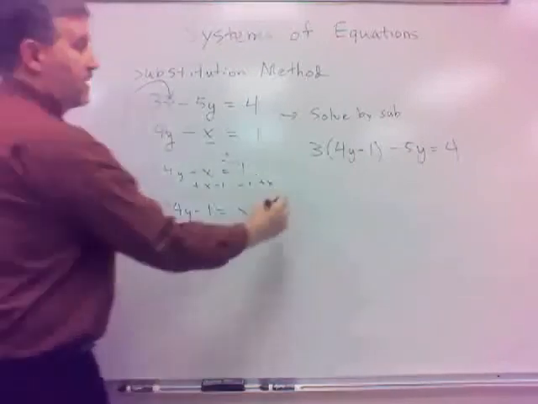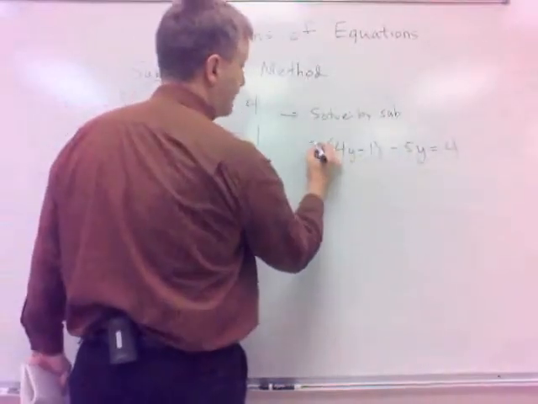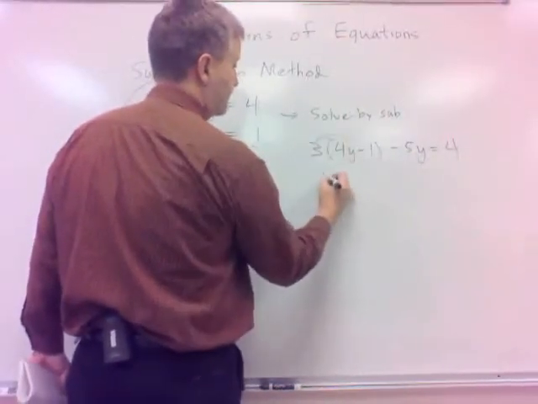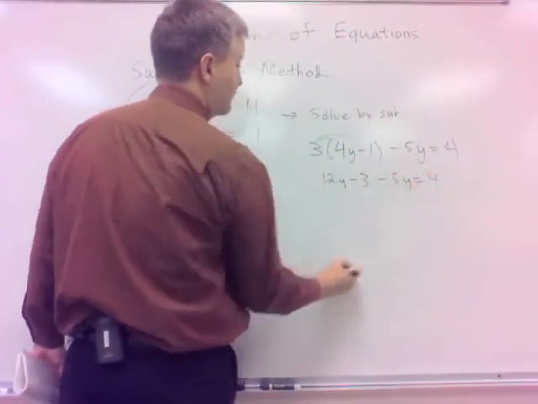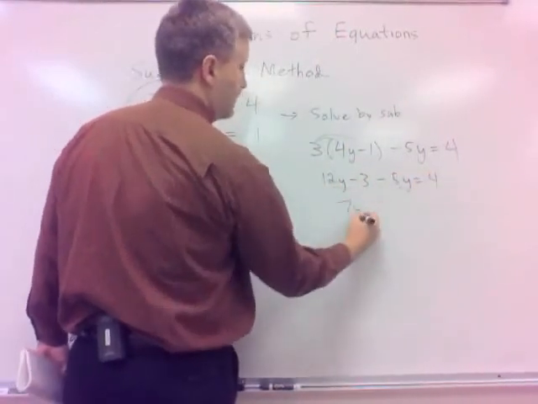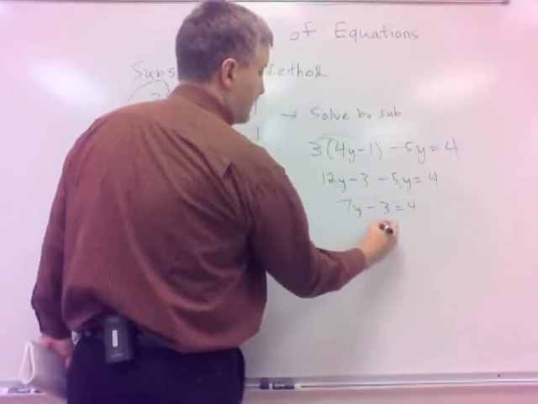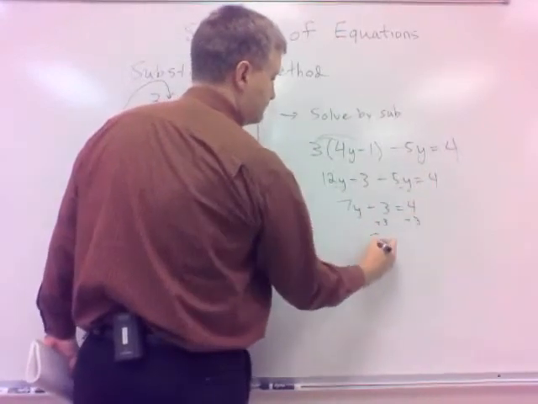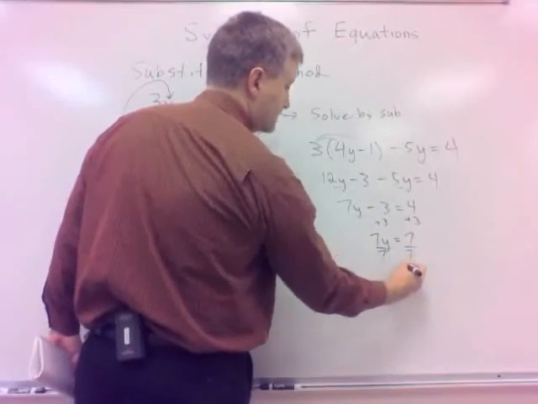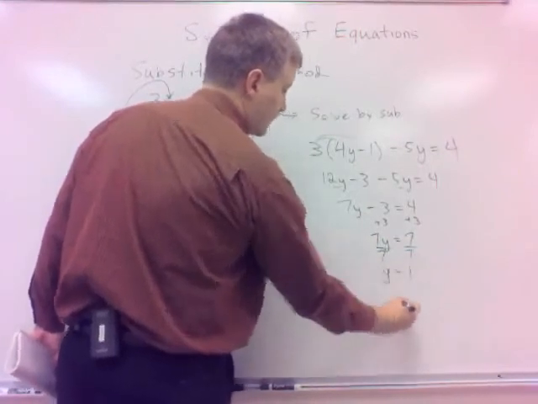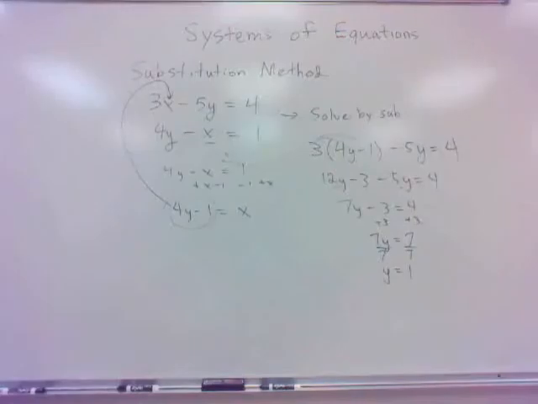That'll allow me to solve for y here. I'll distribute the 3. That 3 does have to be multiplied by both, so it'll be 12y minus 3 minus 5y equals 4. Collect your like terms. 7y minus 3 equals 4. That's going to work out nicely. Add the 3, divide by 7. y equals 1. However, we're not done because you do need both an x and a y for a solution.